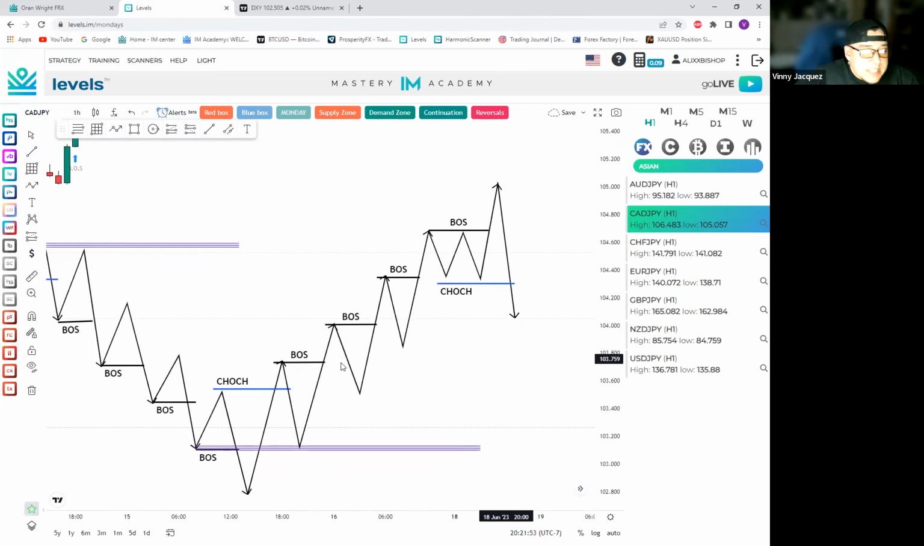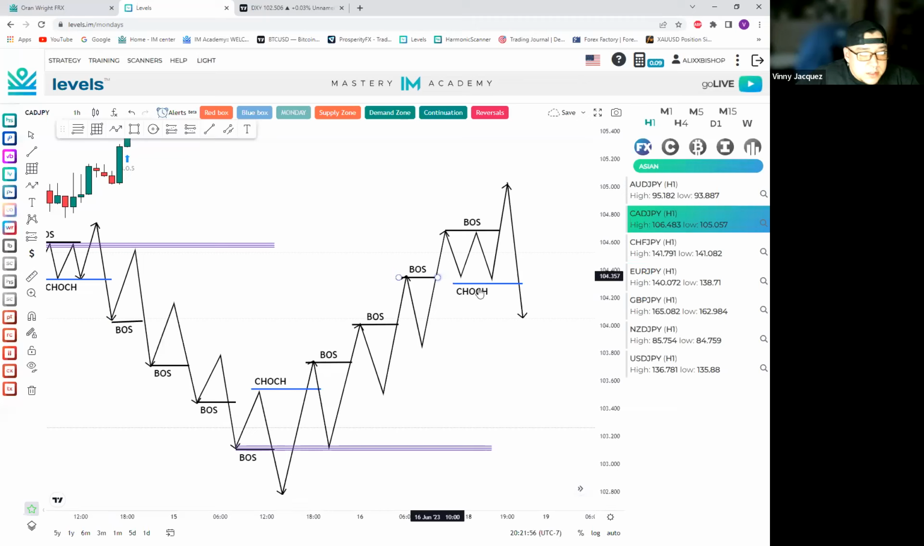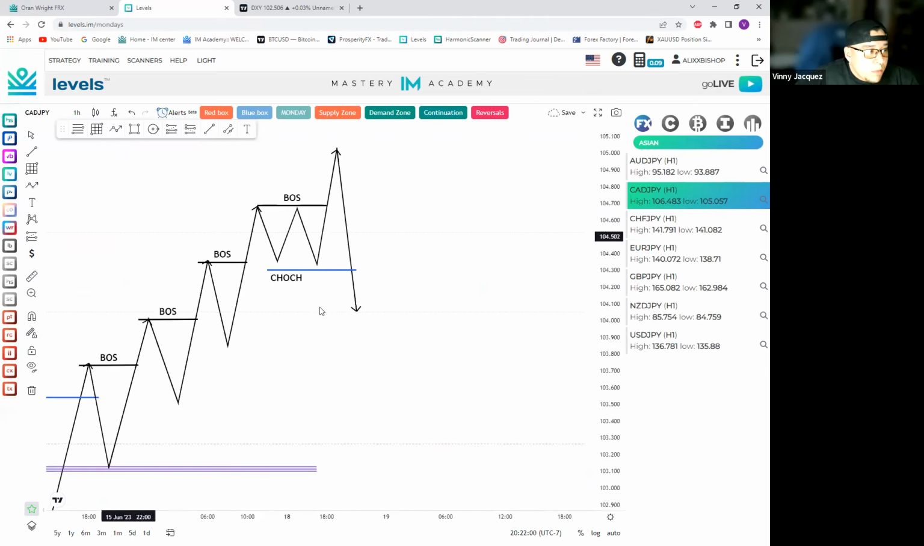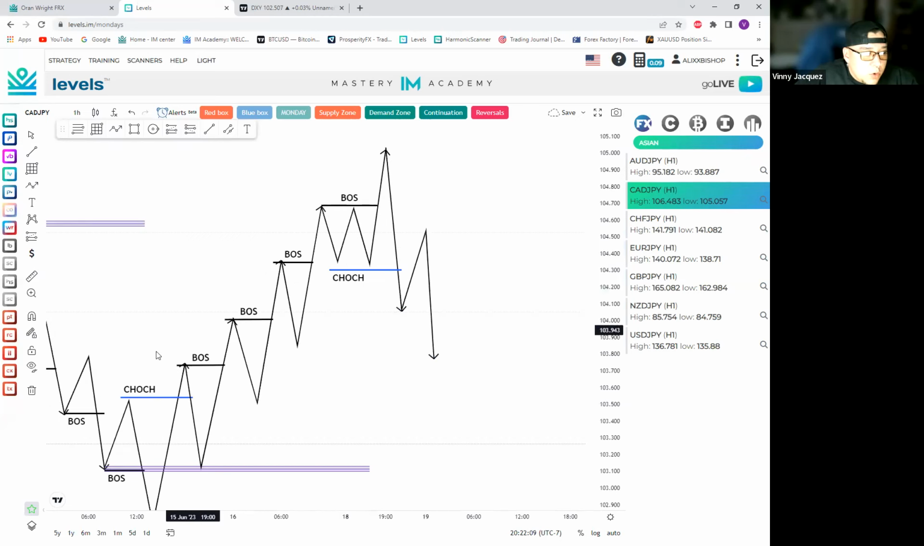And now we do the same exact thing, and it's all about repetition. So let's just keep going. We pull back, and now we need to break this zone to continue trend, right? So once we break this zone, we now have a BOS. So let's just go ahead and grab one over here. Boom.